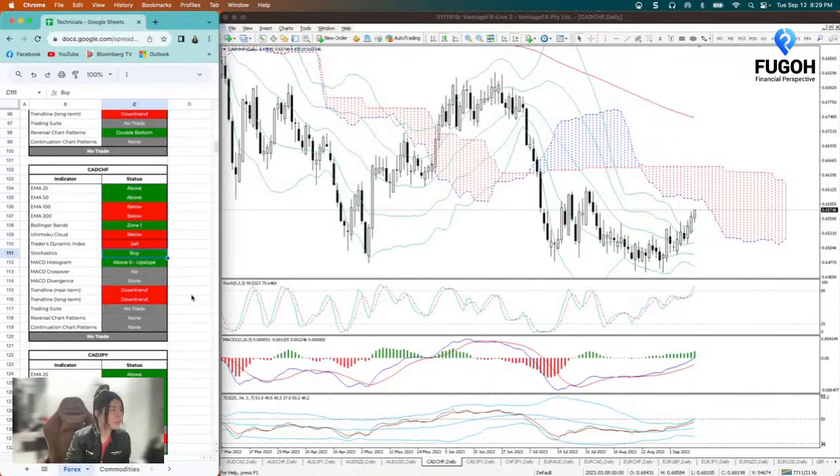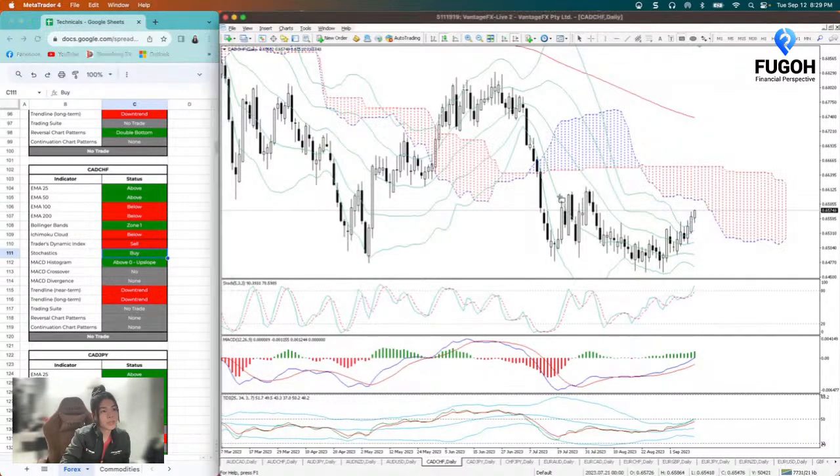MACD histogram is an upslope. MACD crossover, do we have any? None. And do we have any divergence, upward here and there? None. Trend line, what's our trend for the short term? If you're seeing what I'm seeing, I hope you're seeing this. It's forming a range.